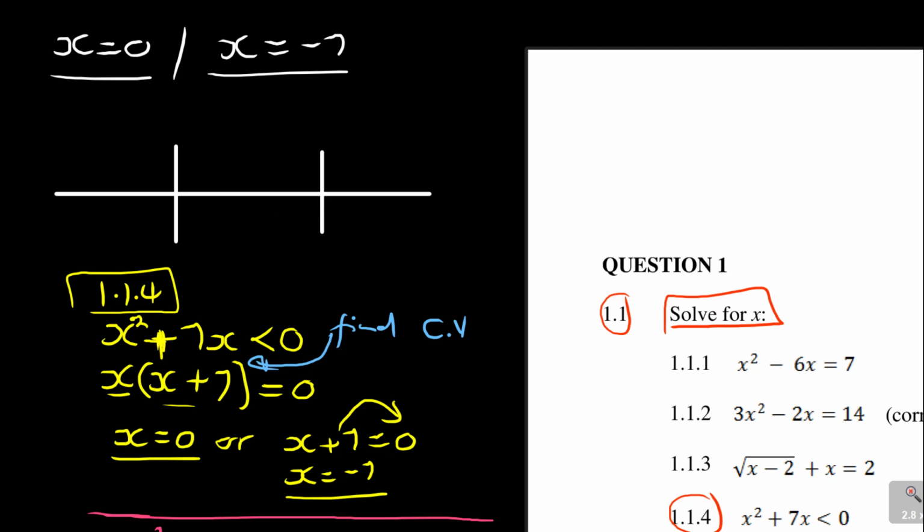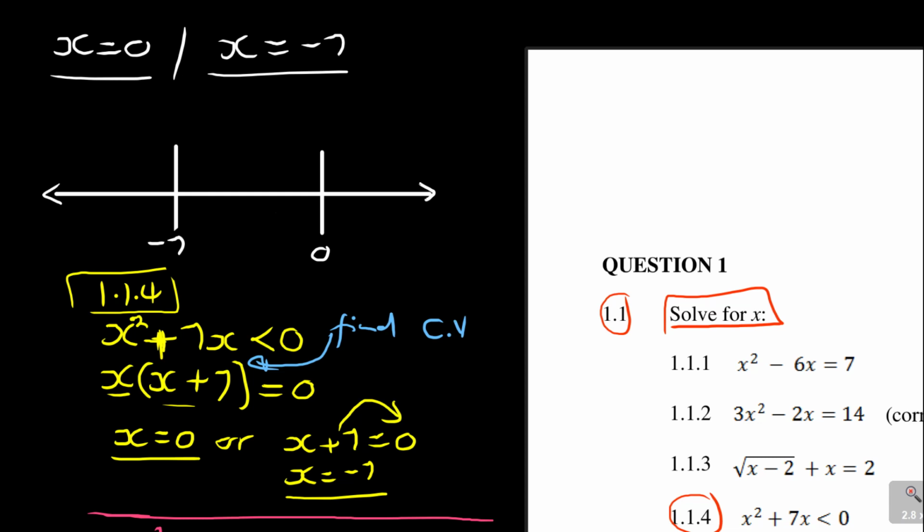Then you mark your critical values. Remember, negative 7 starts before 0. So you have here minus 7, and then you've got 0. This is a number line. It increases, positive this side, negative this side. It's a normal number line. So I'm just reminding you of that. With that, what you need to do is to test your values. Where do you test them? You test them in the question.